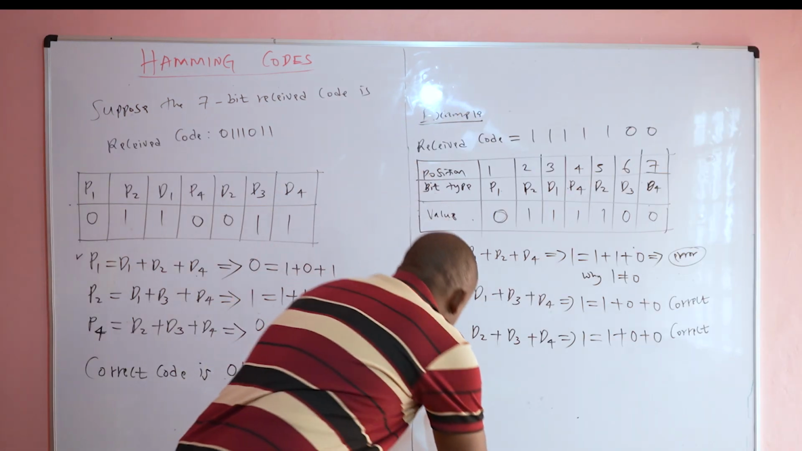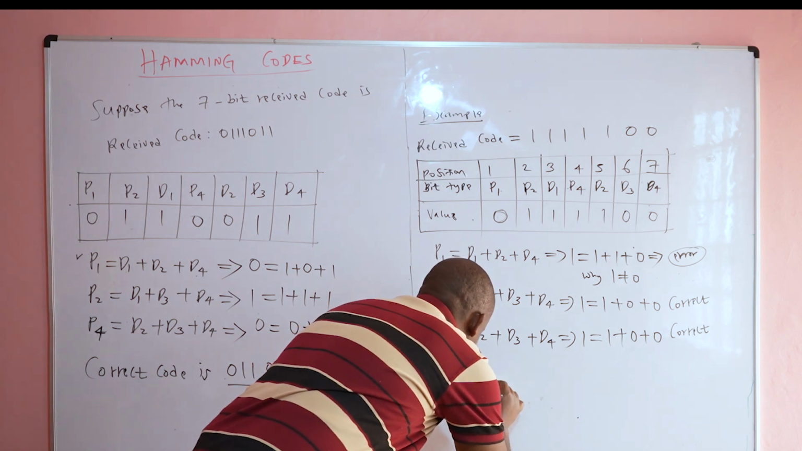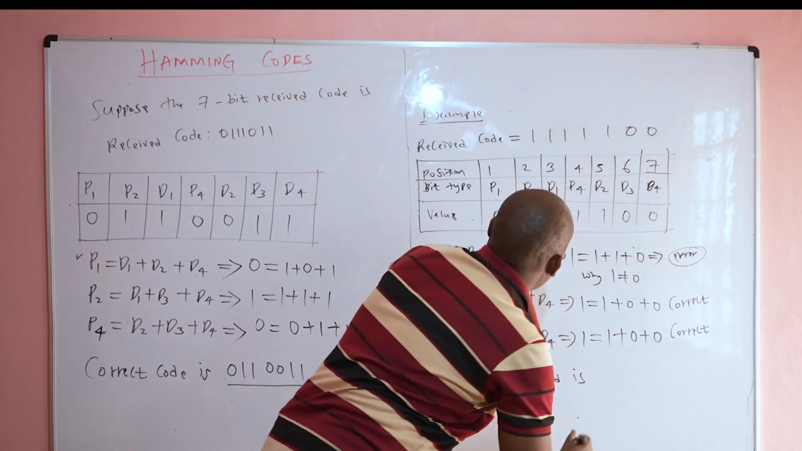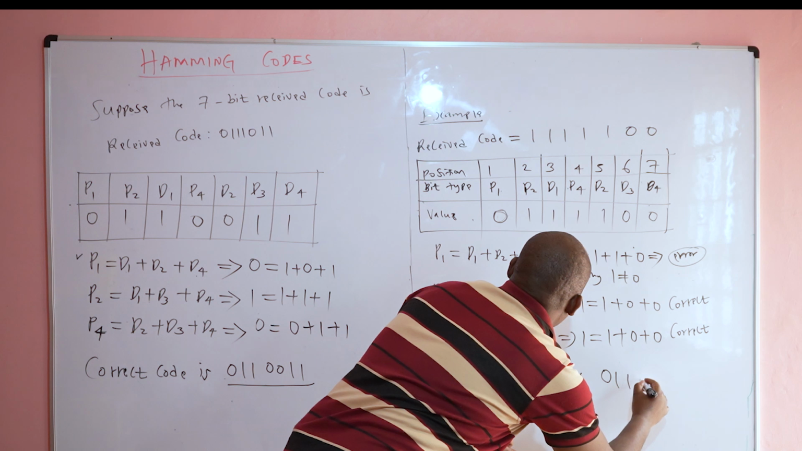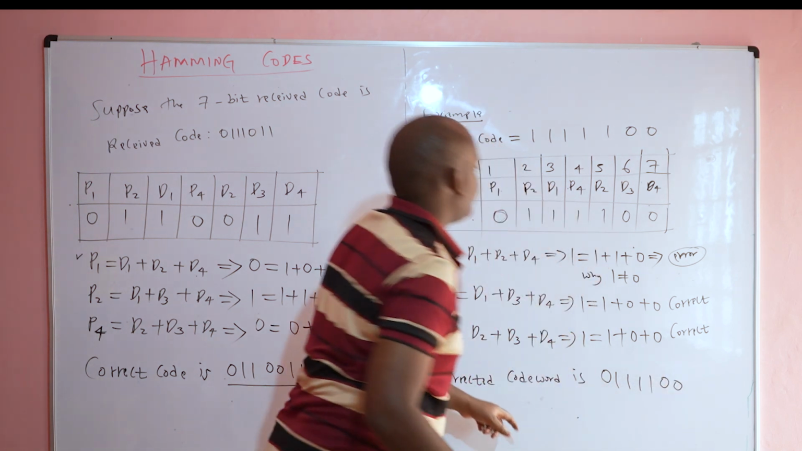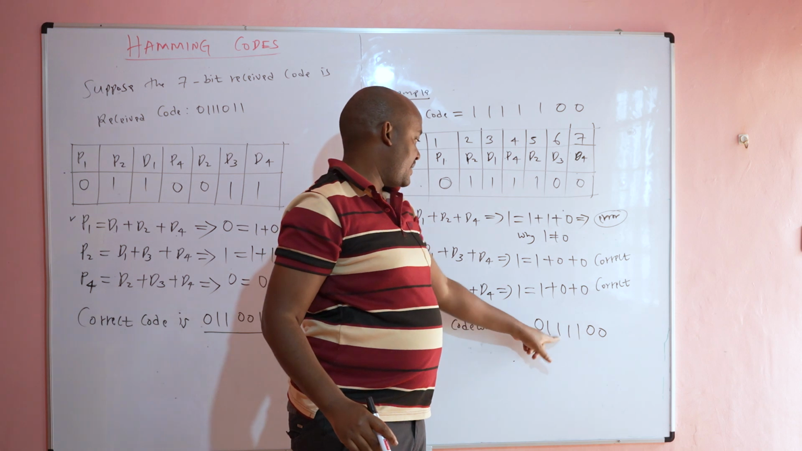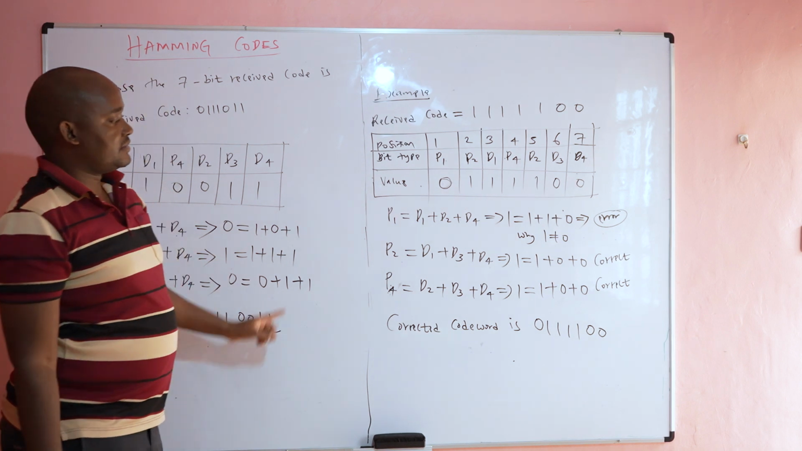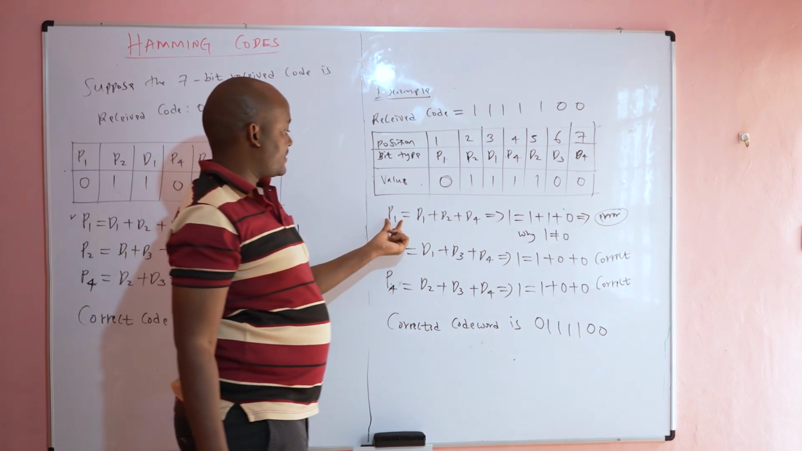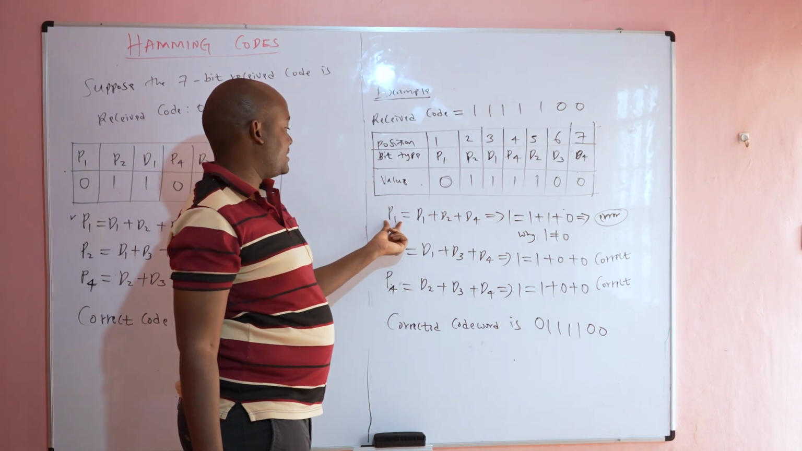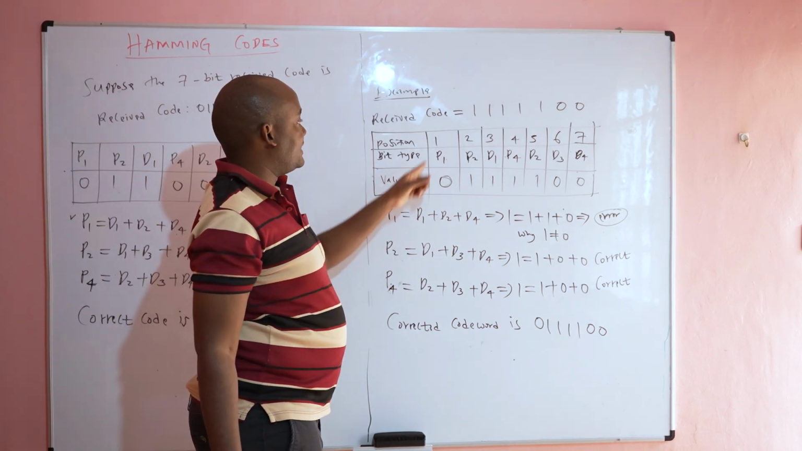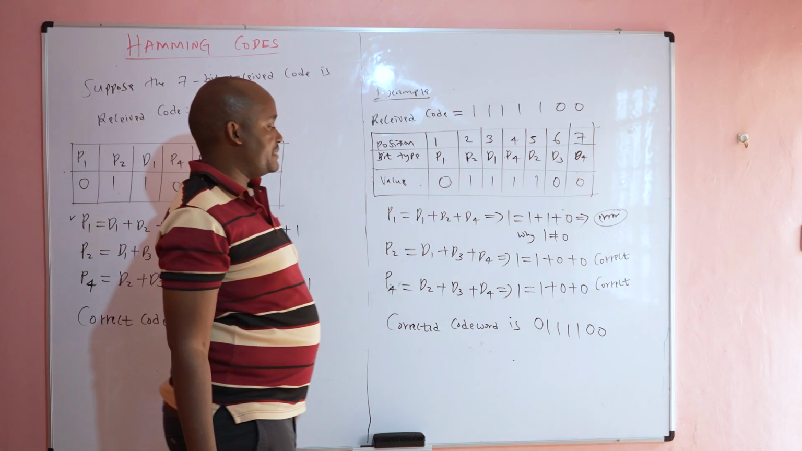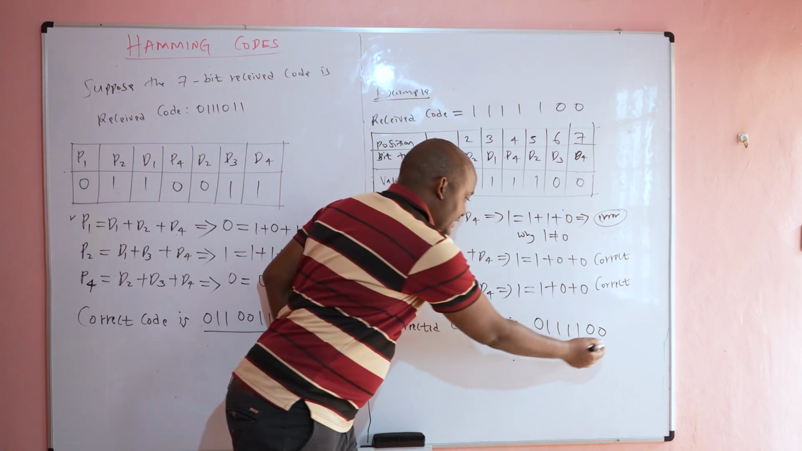So now the corrected code word is 0 1 1 1 1 0 0. That is 0 1 1 1 1 0 0. That is the correct code word. So in that case you are able to correct, and you've seen that the error is in parity bit 1. Initially they gave it as 1, but we detected the error and corrected it, so it's supposed to be 0. So this is our correct code.